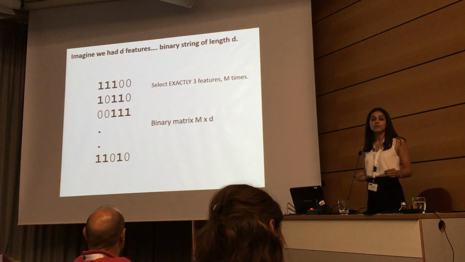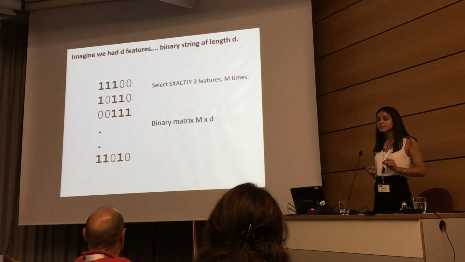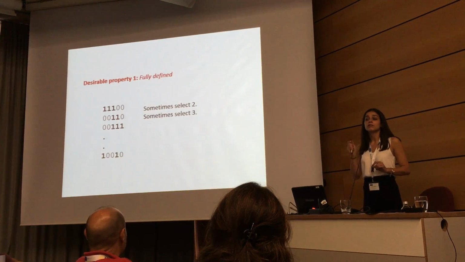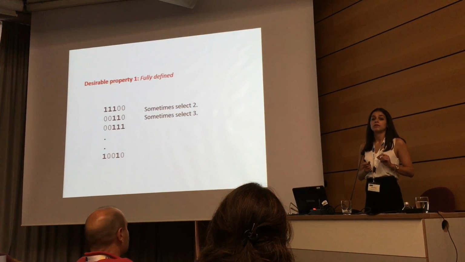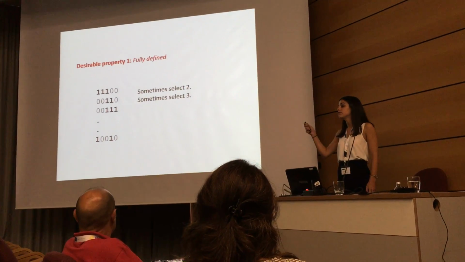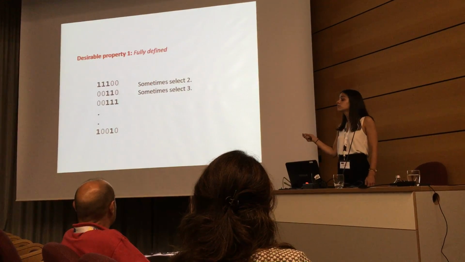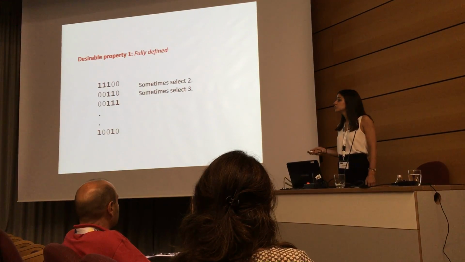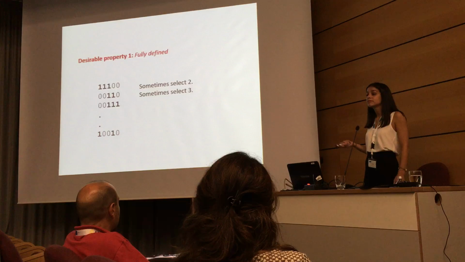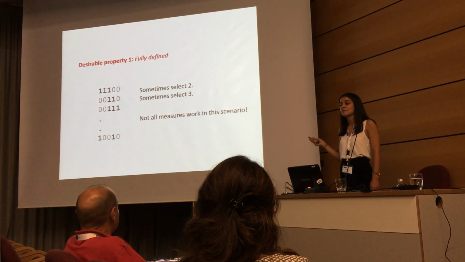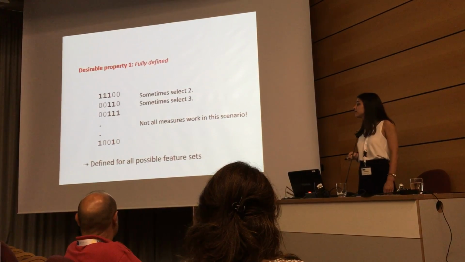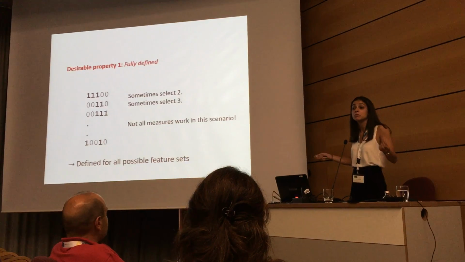So now we're going to go through a set of required properties. First of all, some feature selection algorithms don't guarantee to return a constant amount of features. For instance, if we look at this matrix, sometimes 3 features are selected, sometimes 2 features are selected. So we would want a stability measure to be applicable in this scenario. Surprisingly, some of the measures are not defined, which is why this is our first property, to be fully defined, which means defined for every possible set of features.